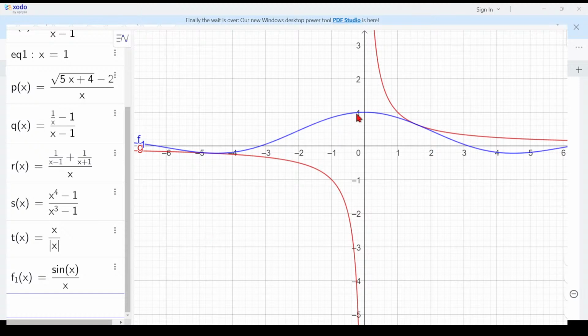When x tends to 0, sin x by x is 1. But f of 0 is not 1; f of 0 is not defined, right? Sin 0 by 0. But it looks like it is approaching 1. Agreed.